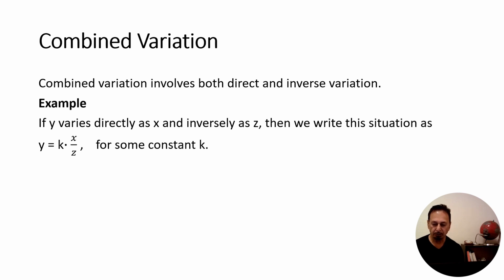Combined variation involves both direct and inverse variations. So here's an example. If y varies directly as x and inversely as z, then we can write this situation as follows. First write y varies, which we translate to equals k, and then directly means k times x, inversely means divide by z. So the translation is y equals k times x over z.